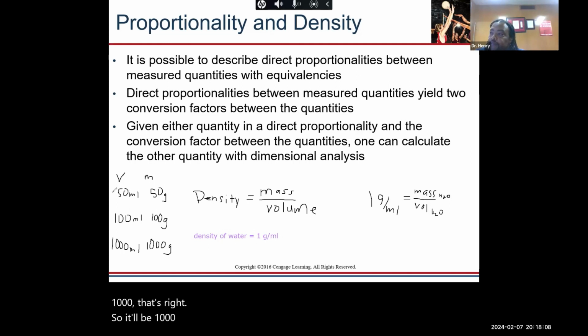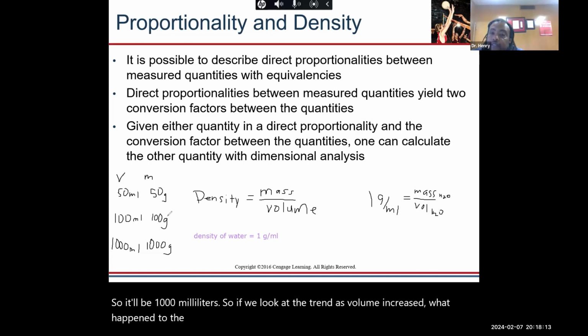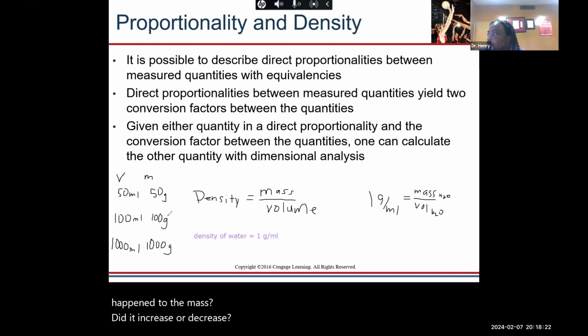So if we look at the trend, as volume increased, what happened to the mass? Did it increase or decrease? Jinxie, what do you think? That's right, it increased. Okay. And so that shows that it's directly proportional.